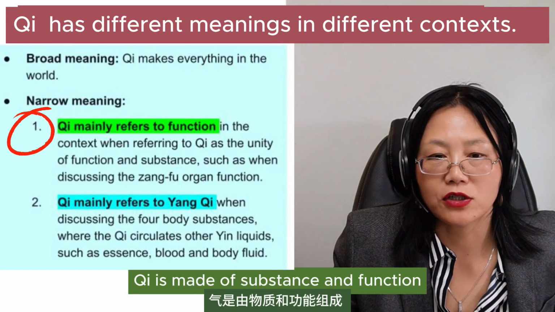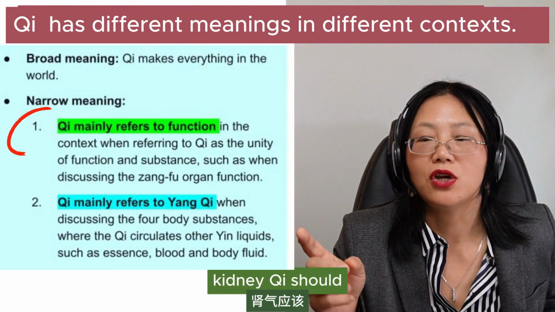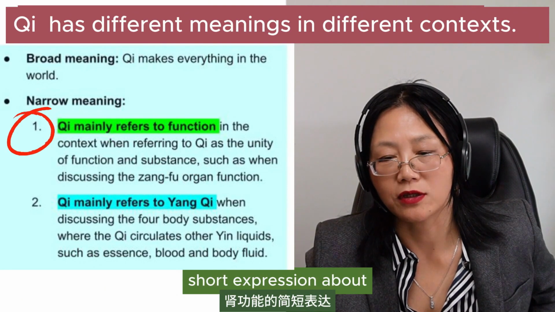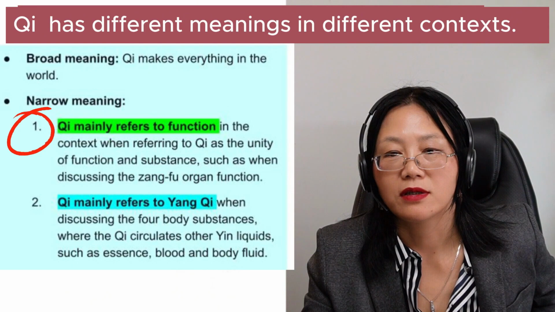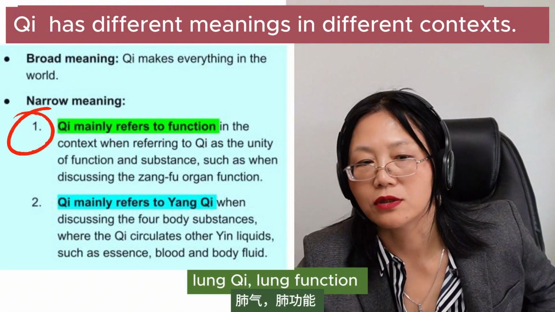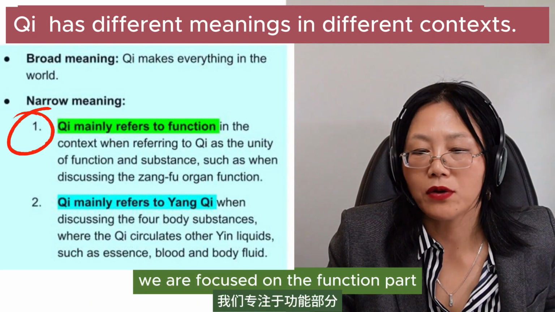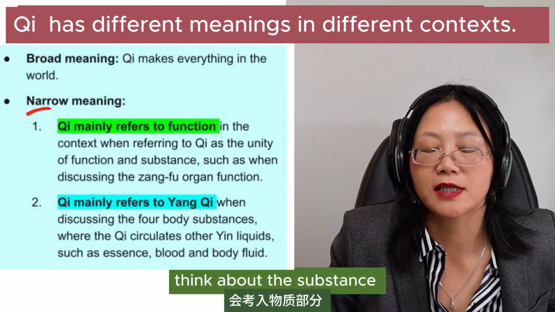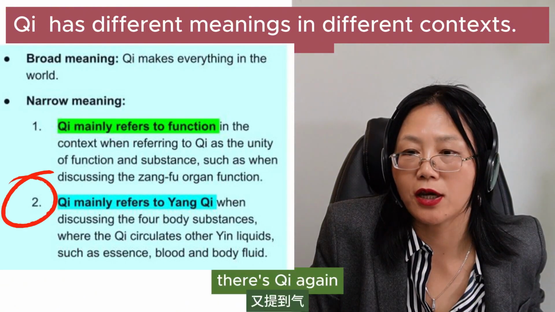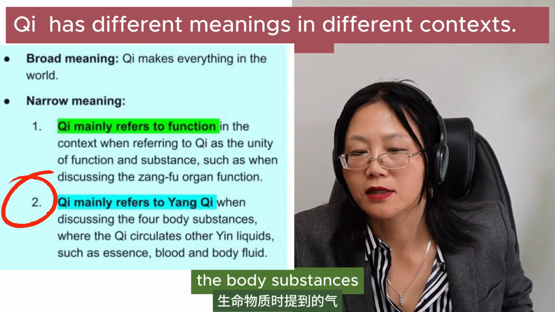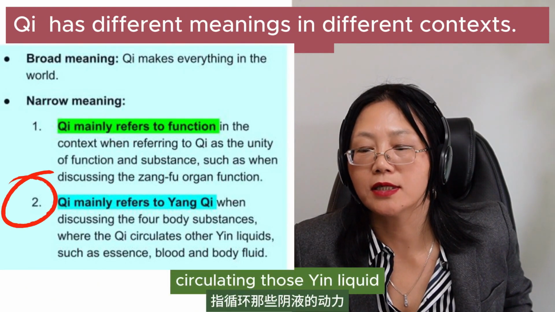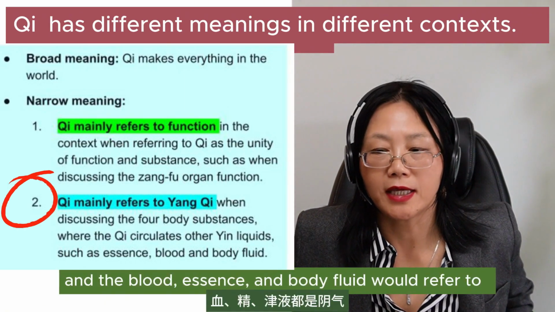Qi is made of substance and function. So if you say kidney qi, by this definition, kidney qi should not only refer to the kidney itself, but also refer to kidney function. Kidney qi is just a short expression about the kidney function. Spleen qi is talking about the spleen function. Heart qi is talking about the heart function. Lung qi, lung function. Liver qi, liver function. We are focused on the function part, even though we still think about the substance. In terms of the body substances, qi, blood, essence and body fluid, there's a qi again. In terms of talking about the body substances, qi refers to the yang qi, the power circulating those yin liquids, and the blood, essence and body fluid would refer to the yin qi.